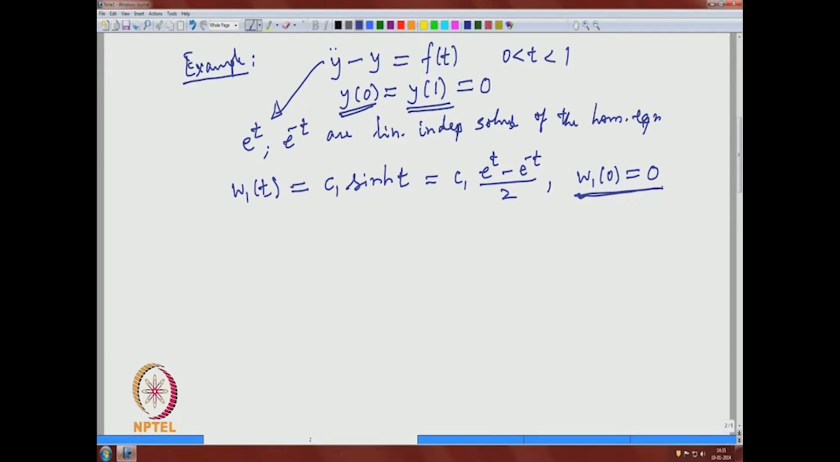And similarly, at t equal to 1, you just see that this fellow will do: sinh(1 minus t). Again when you expand this, this is a linear combination of e to the t and e to the minus t, hence it is a solution of the homogeneous equation, and at t equal to 1 this is 0.